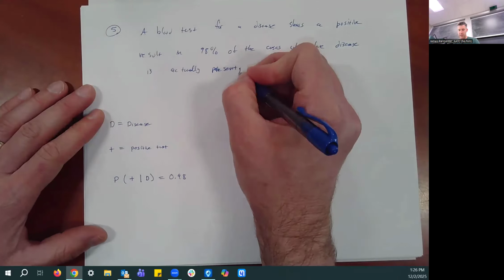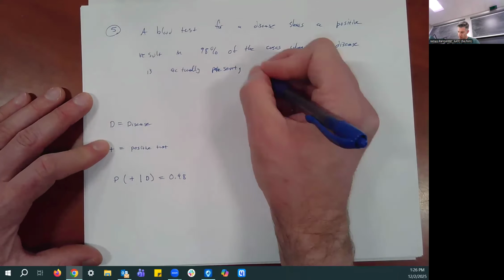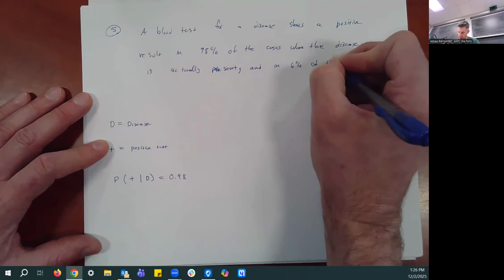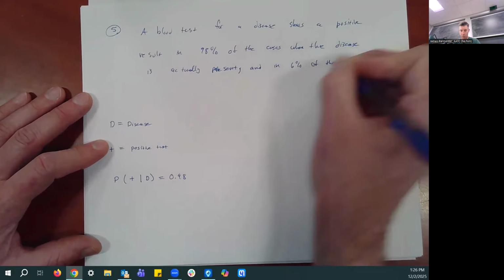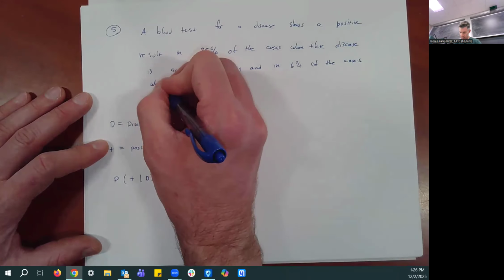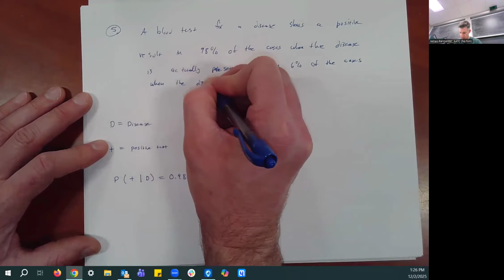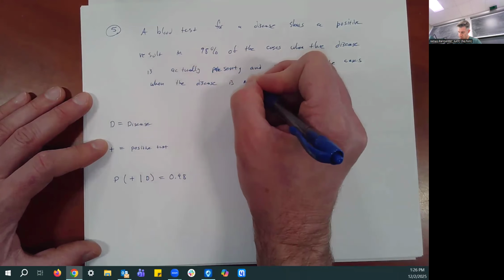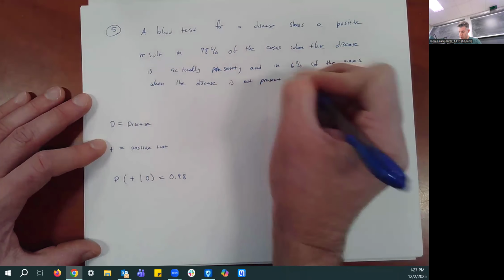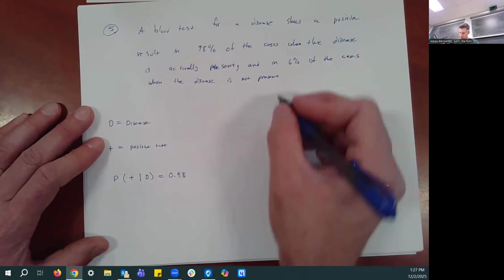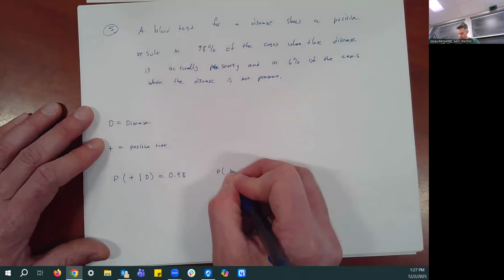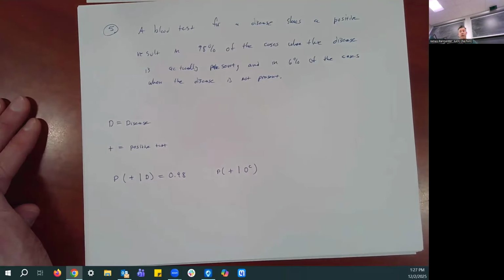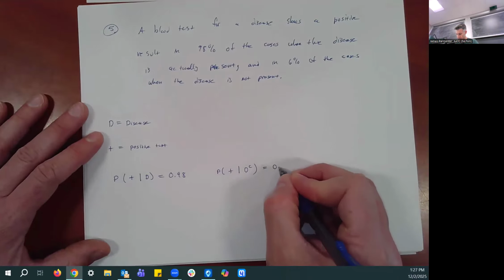Sorry, there's more words here, comma, and in 6% of the cases when the disease is not present, meaning a false positive. So that would mean we're saying that the probability of a positive test given that someone doesn't have the disease, right, the complement of that is 6%.